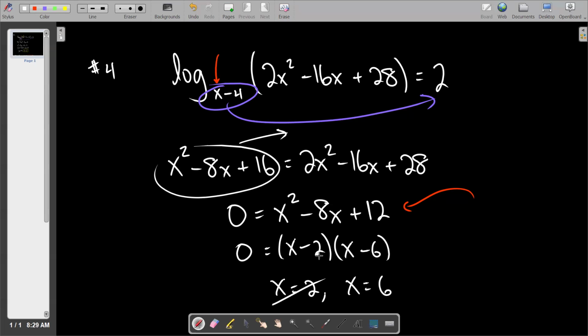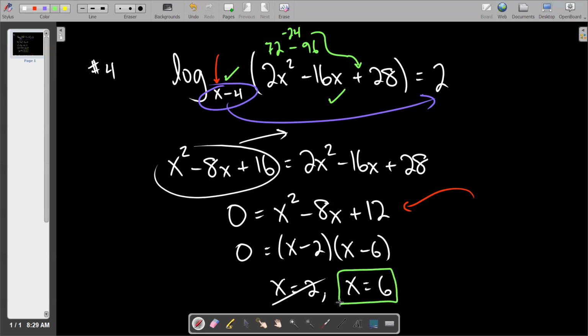And then 6 does pass the first test because 6 minus 4 is 2. So we're on to the second test. And if you put 6 right here, you get 6 squared is 36. 2 times 36 is 72. Minus, and then 16 times 6 is 96. And 72 minus 96 is -24. And -24 plus 28 is +4. Passes the test, so he can have a box.